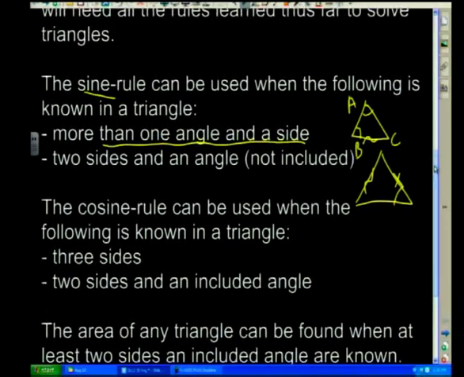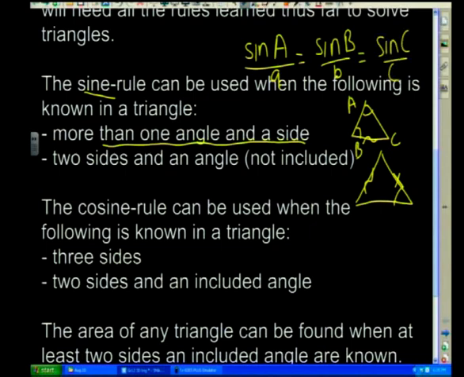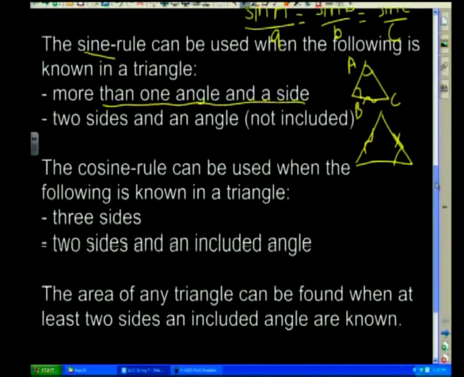Just a reminder of what the sine rule says. All right, we've got sine A, and I know that you guys have revised this before, so I'm not going to go into great detail. Sine A over a is equal to sine B over b is equal to sine C over c. All right, so that's what the sine rule says.